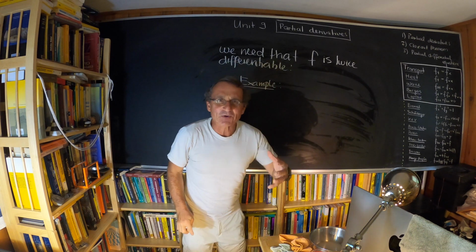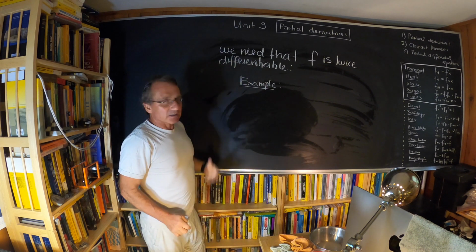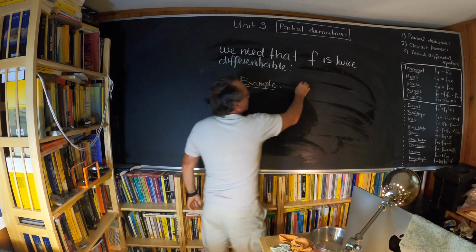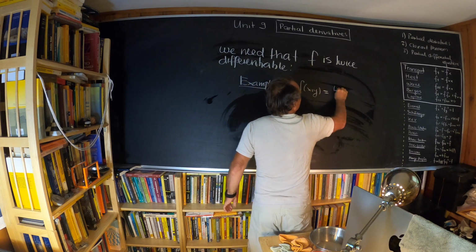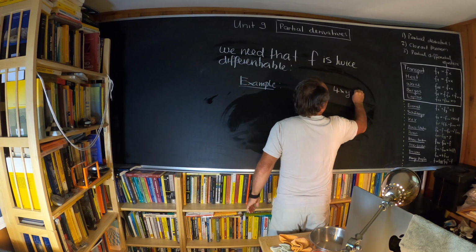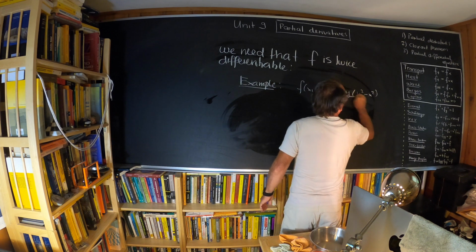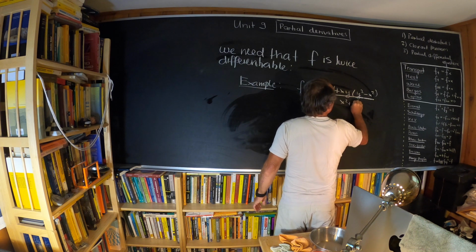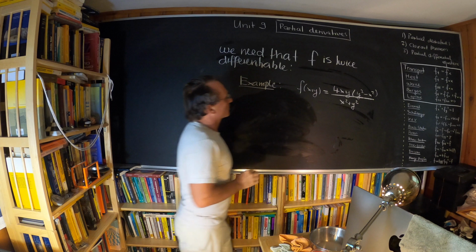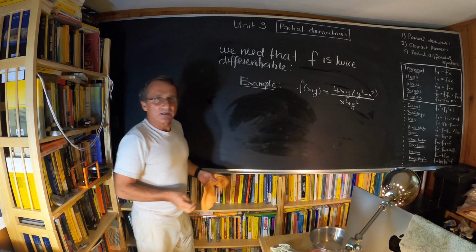So here's an example showing that if we do not have enough smoothness, Clairaut's theorem fails. What we take is f(x,y) equal to 4xy times (y squared minus x squared) over (x squared plus y squared). So let's just look at this function.